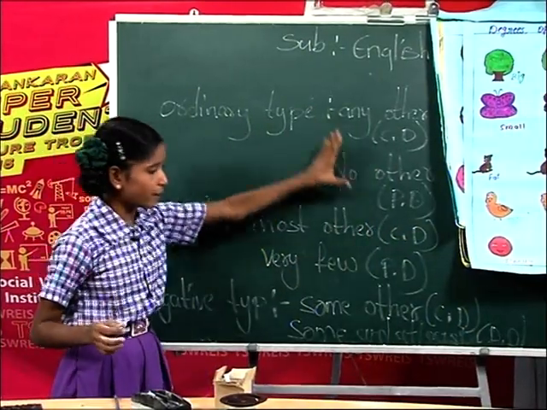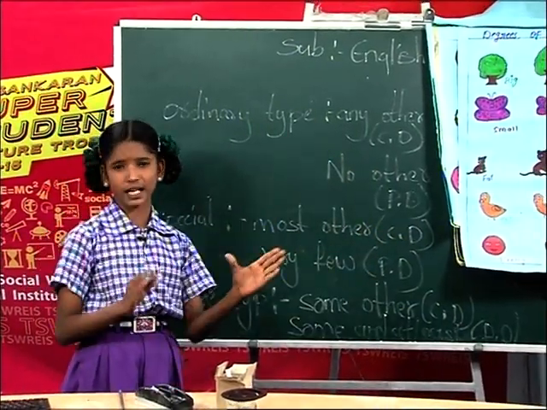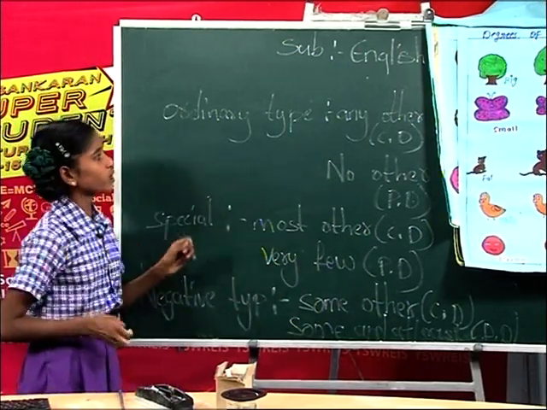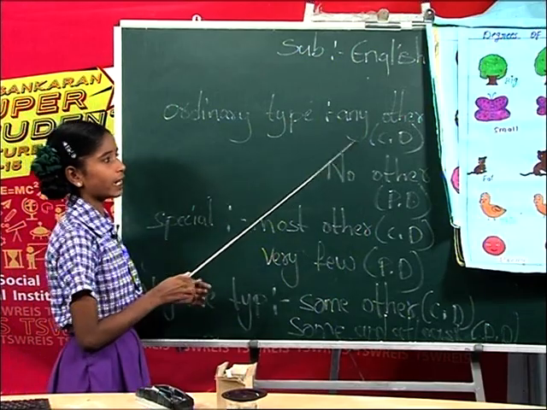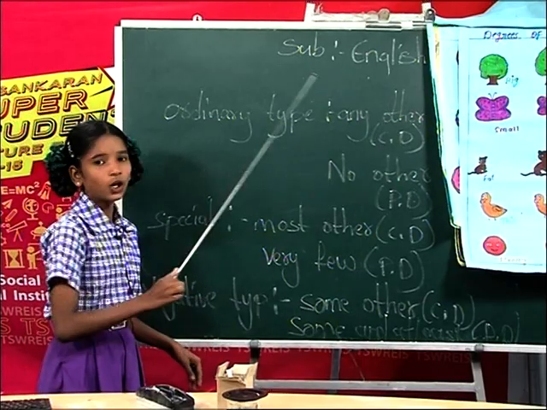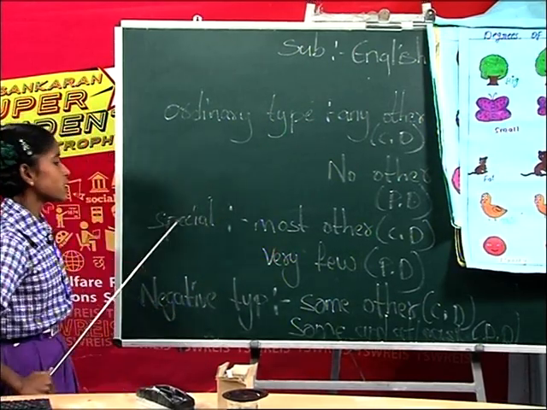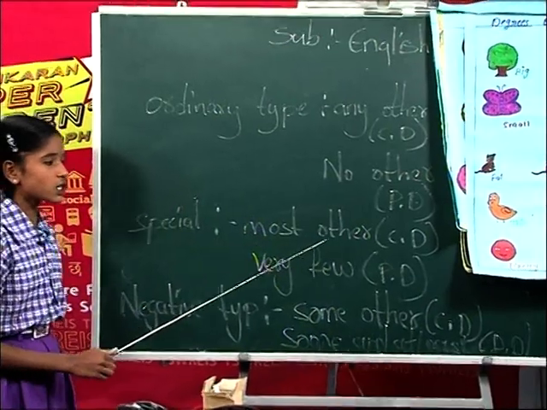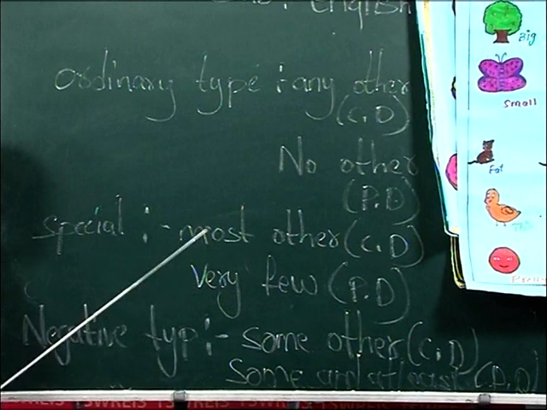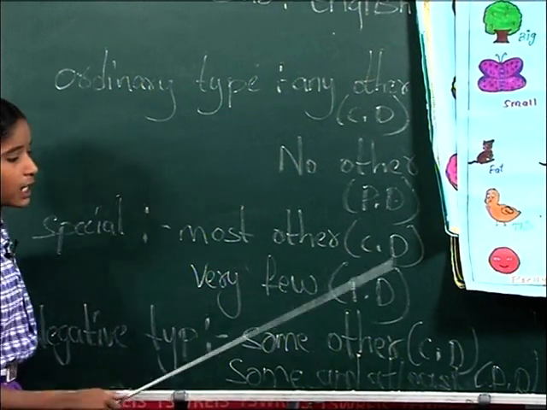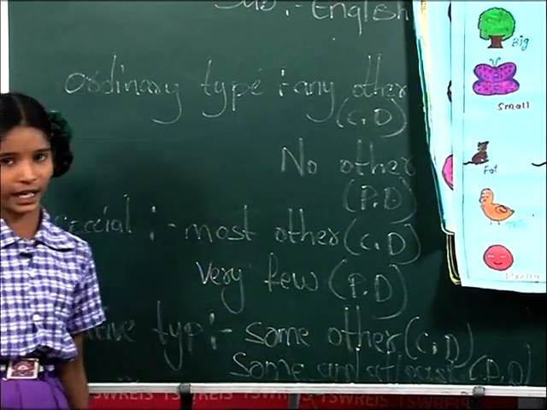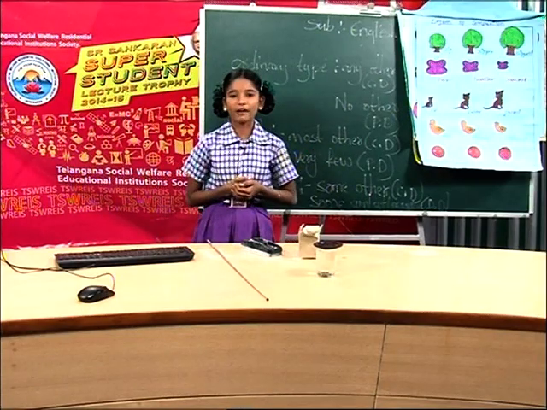Friends, if you remember these, you can change any sentence from superlative degree to comparative and positive degrees. In ordinary type, you should remember any other to change superlative to comparative and no other to change into positive. And in special type, you should remember most other in positive degree and very few in positive degree. And some other in comparative degree and some and at least in positive degree. Now friends, have you followed?